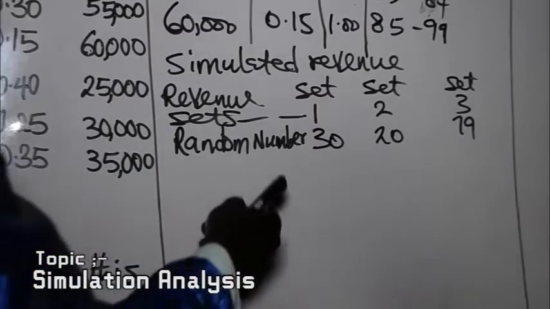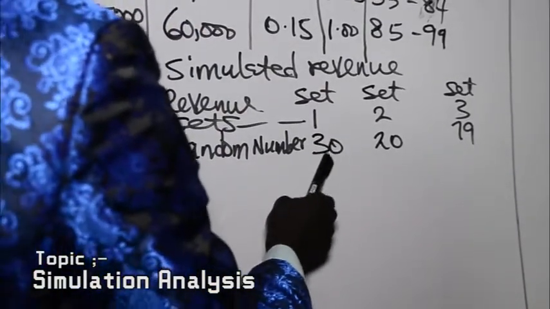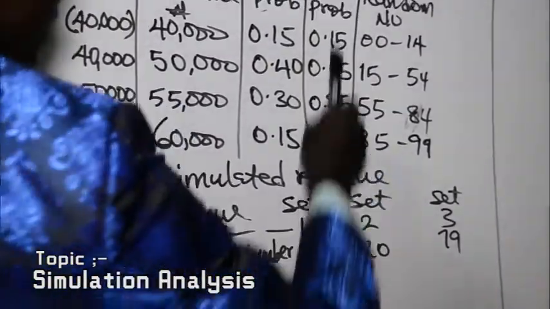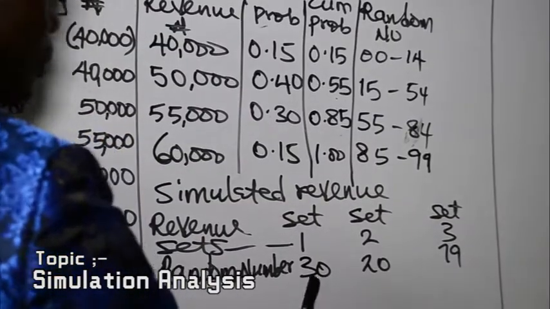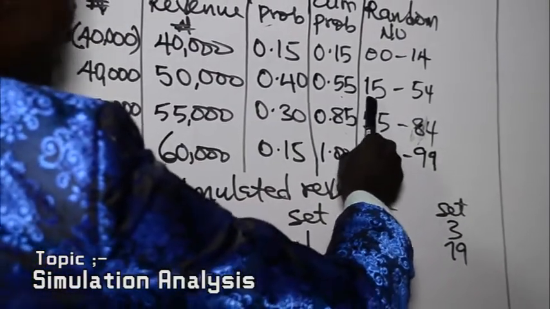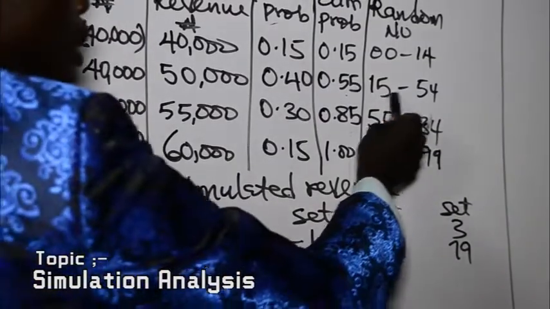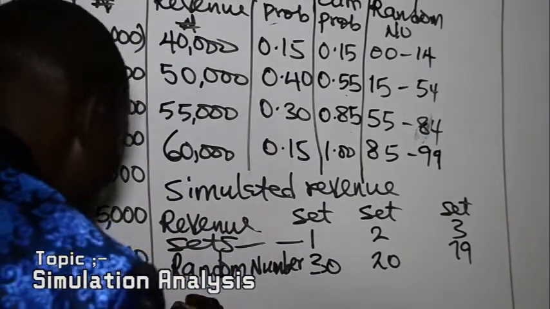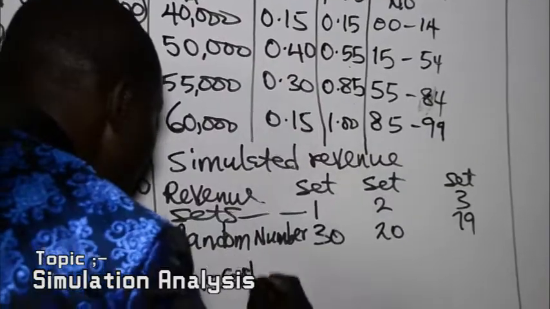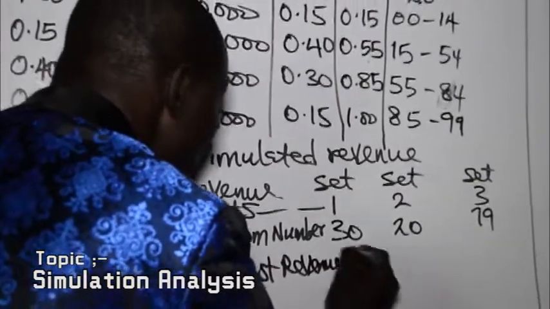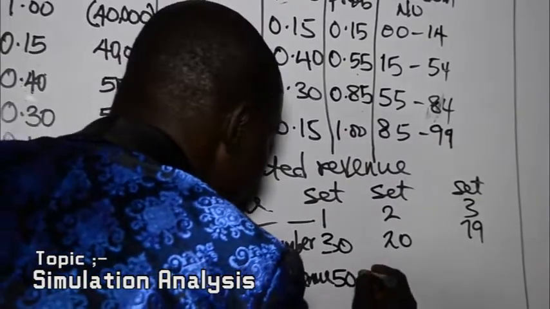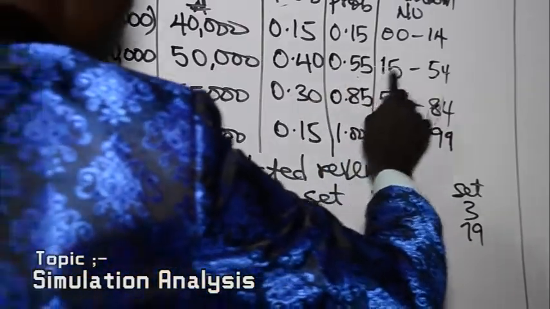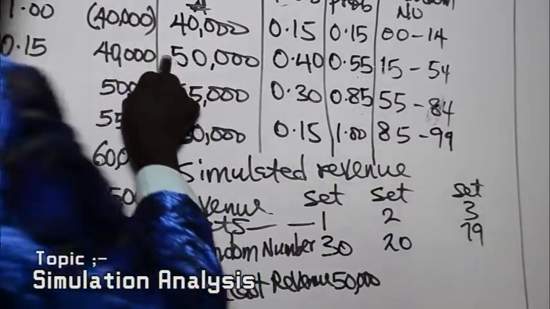Then, with these random numbers, we want to identify where they are feasible from the cumulative probability. The first one is 30, and 30 lies between 15 and 54. The revenue at that level is 50,000. So our forecast revenue, the first one, is 50,000, at the random number of 30, which lies between 15 and 54.